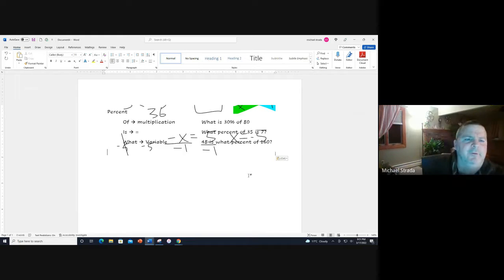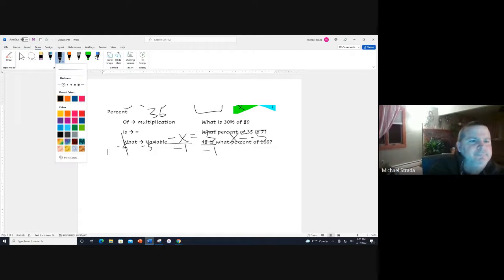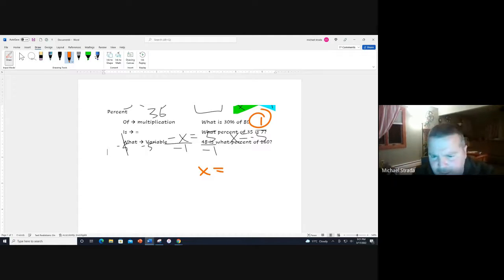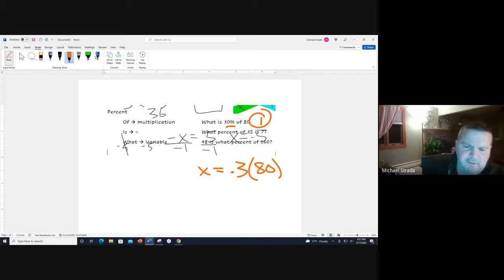So, for example, in the first one, number one, what is 30% of 80? What is your variable, x. Is is your equal sign, so that equals 30%. Remember, we turn it into the decimal equivalent. Of is multiplication, which is 80. And then you would just multiply 80 times 0.3 and you would get 24.